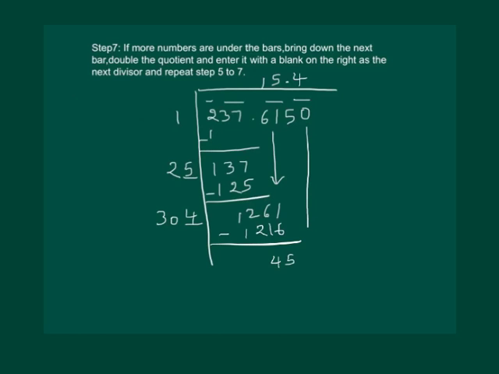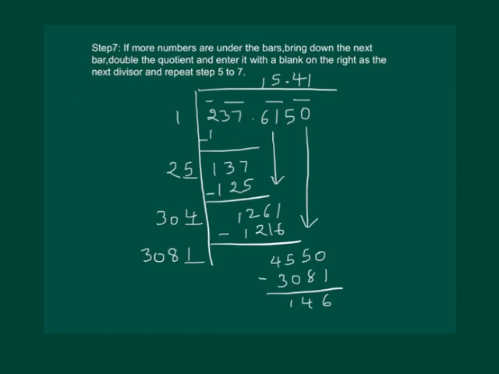We bring down the other bar number, then we double the quotient, we get 308 with a blank. Easily we can see that number to be filled will be 1, so we get 3081, and on subtraction we get 146.